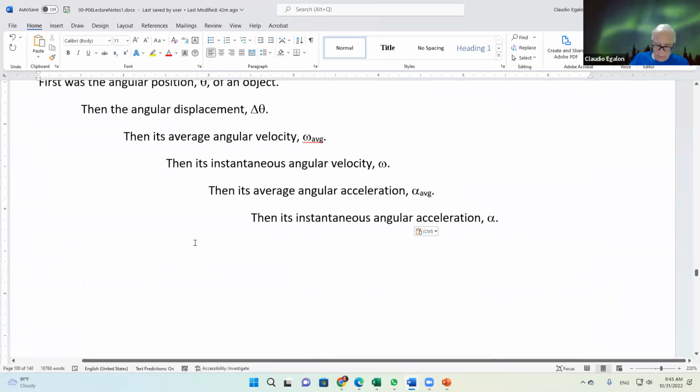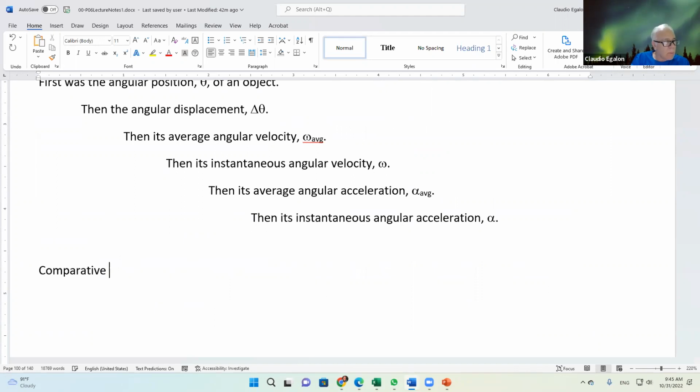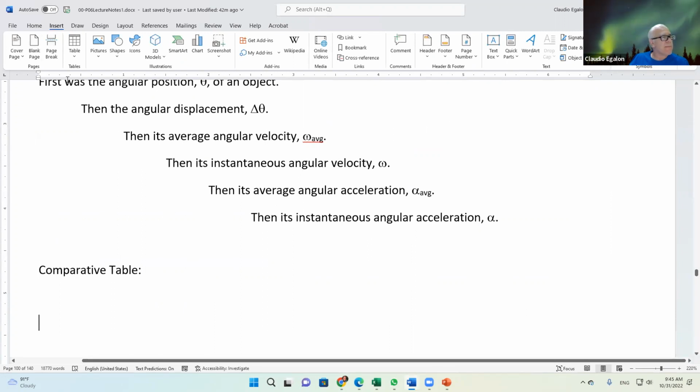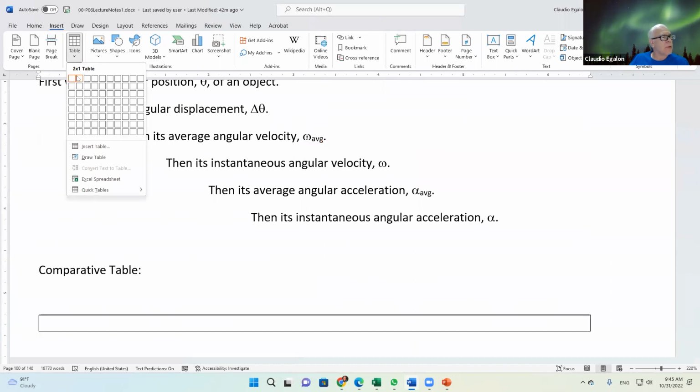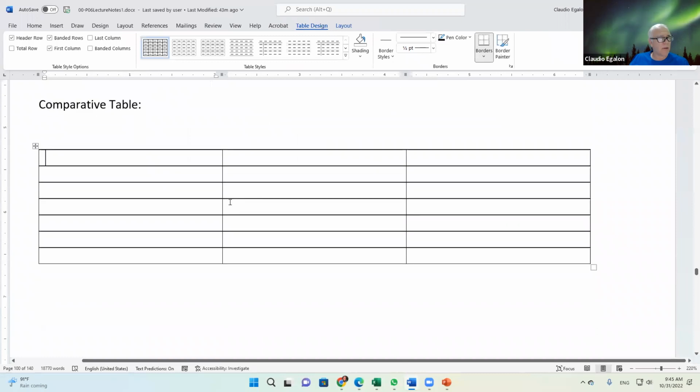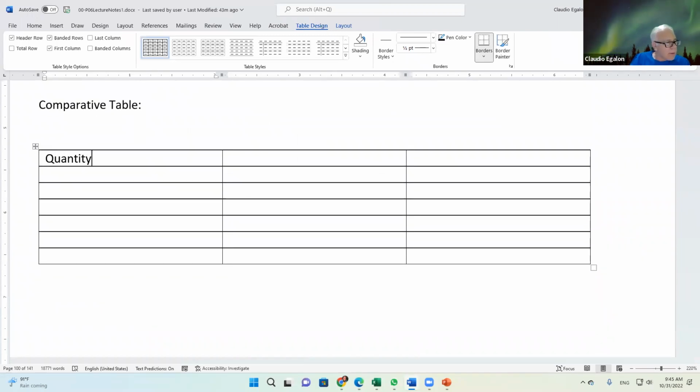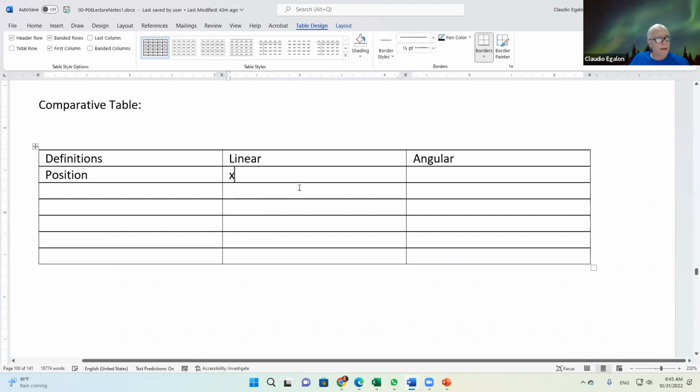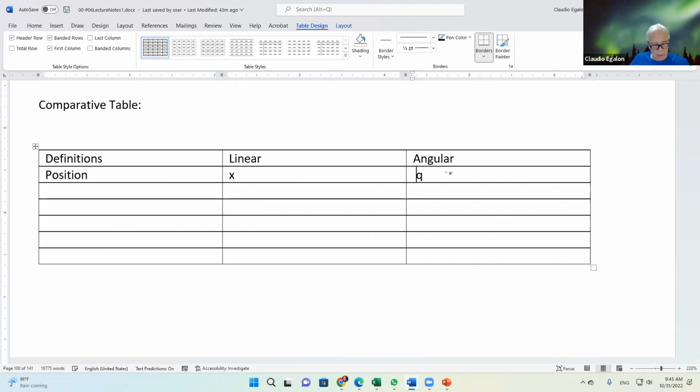Okay, so I'm going to put here a comparative table. Insert. One, two, three. Position, displacement, average velocity, instantaneous velocity, average acceleration, instantaneous acceleration, right? Quantity or definitions, right? No, not quantity, but definitions. Position. Here is going to be linear, here is going to be angular. I call it X, I call it theta.